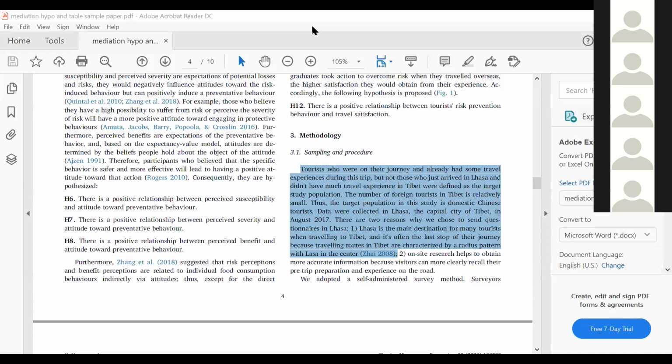Even in the sampling process, I have not simply written that I took people from Tibet. He didn't write that. He said, I took it from this city in Tibet, because this is the main city of tourists and my research is on tourists, because travel routes are maximum in this city. Says who? Says Zhai 2008. The point of this example is, even if you are writing that I took samples from Lhasa, even that you have to write a says who.